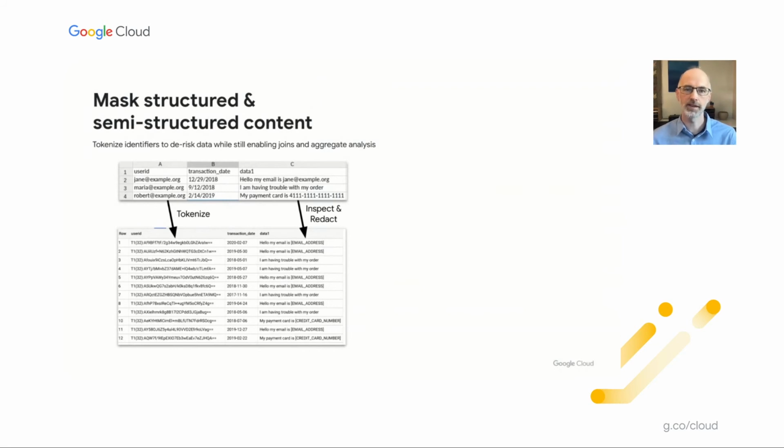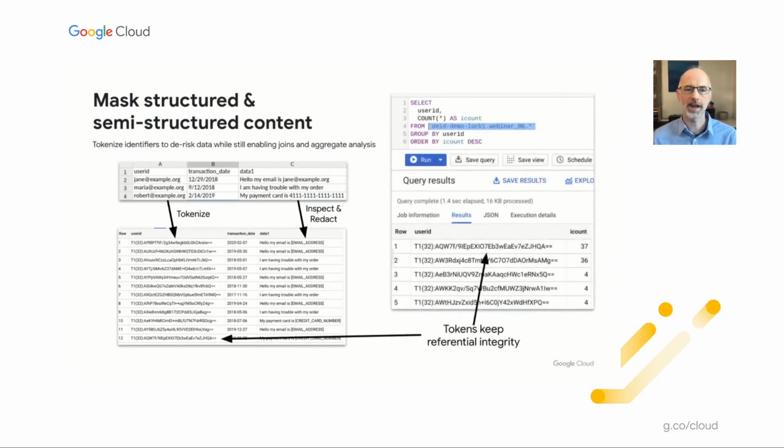We might shift the dates so that we can get different dates but still have the same kind of duration and properties of the original dates. And then maybe we're going to redact that unstructured data. The key is, once we've redacted this information, we can still go query it.